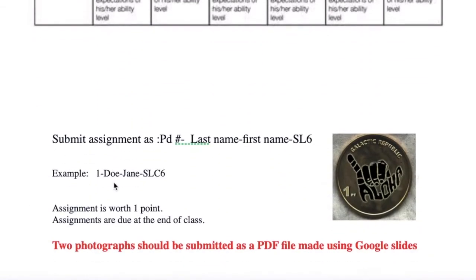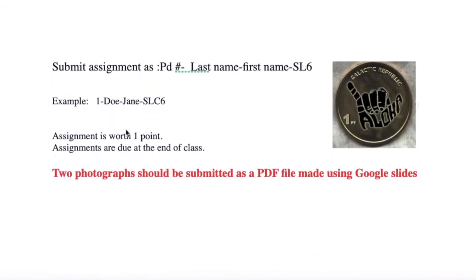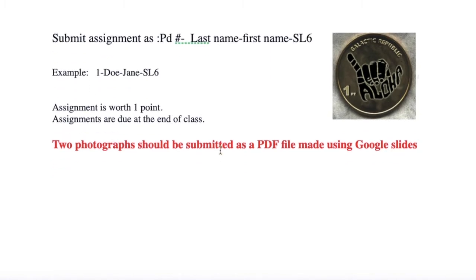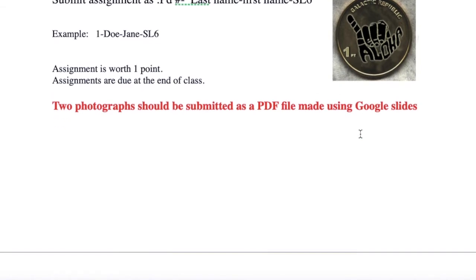All right. When you submit your assignment, name it as your period number, your last name, your first name, SL6. Example: 1 Doe Jane, SL6. Assignment's worth 1 point. Assignments are due at the end of class. Two photographs should be submitted as a PDF file made using Google Slides. Thank you.